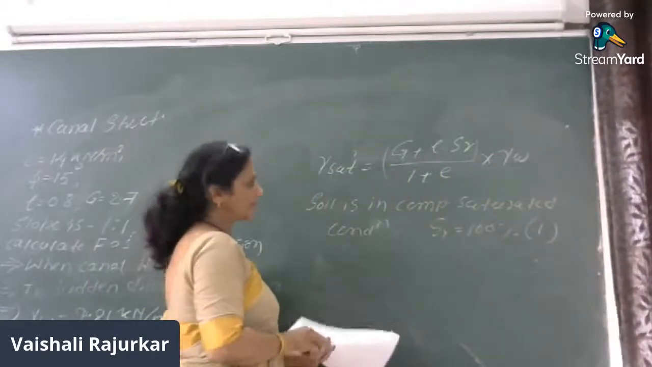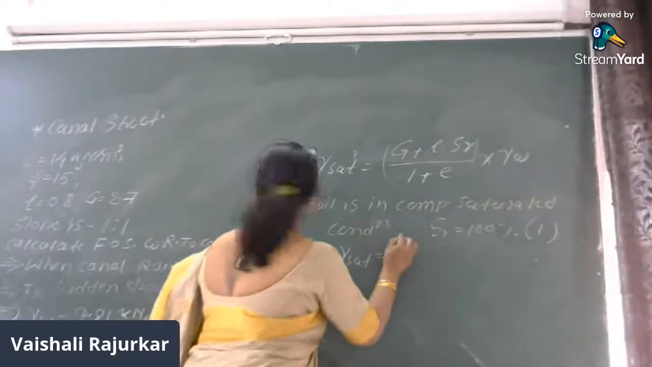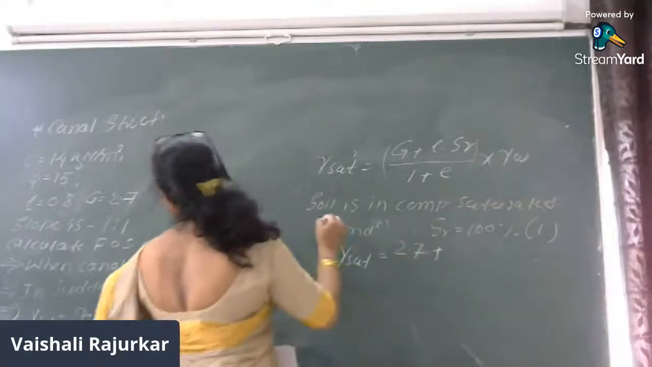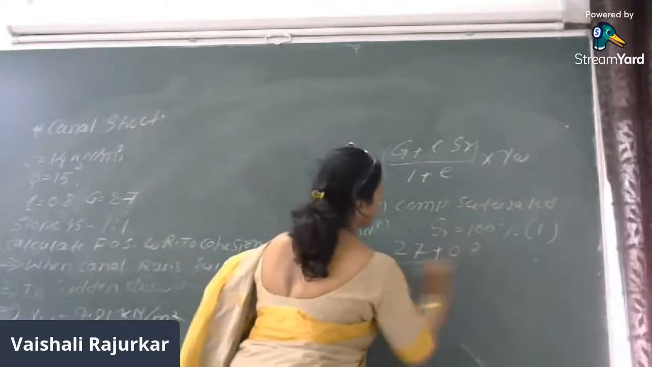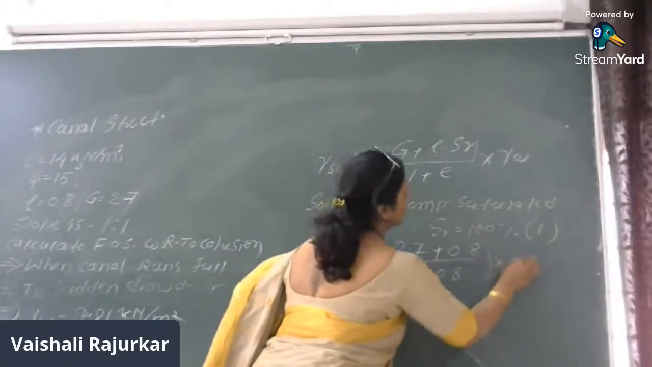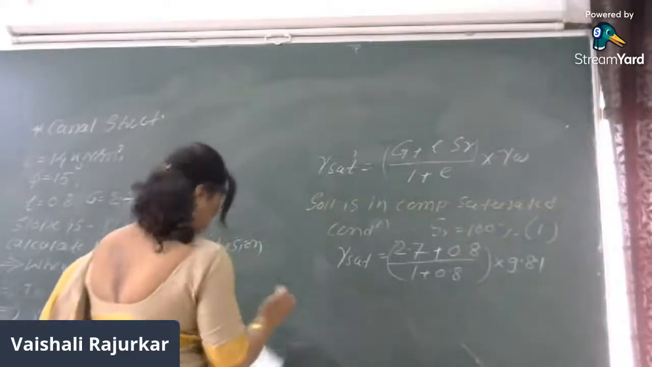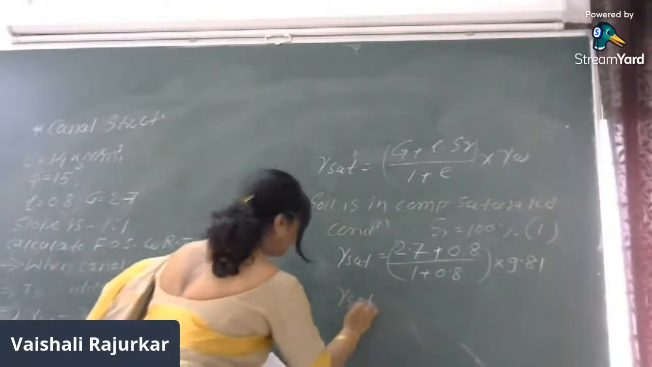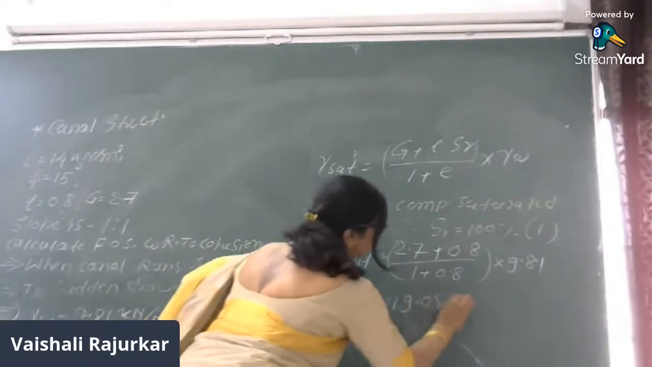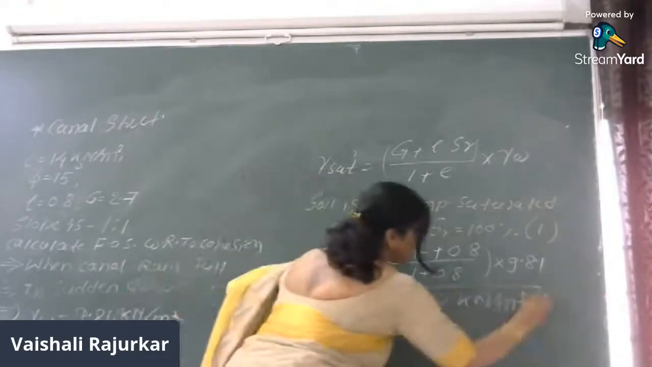So with the same equation, we will put the values: gamma saturated is equal to (2.7 plus 0.8) upon (1 plus 0.8) into 9.81, which is the density of the water. Now here we have gamma saturated equal to 19.08 kilonewton per meter cube. So this is the saturated density.